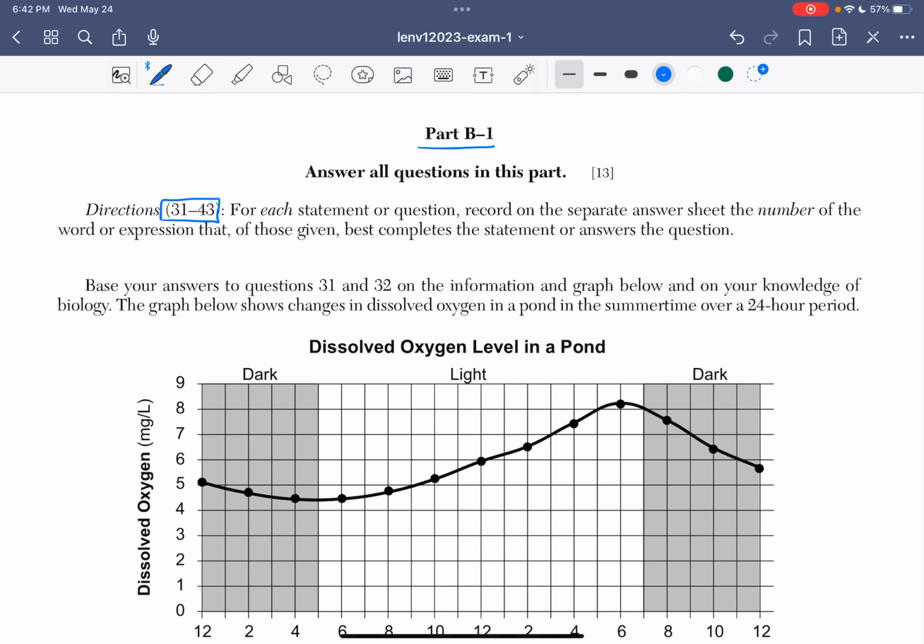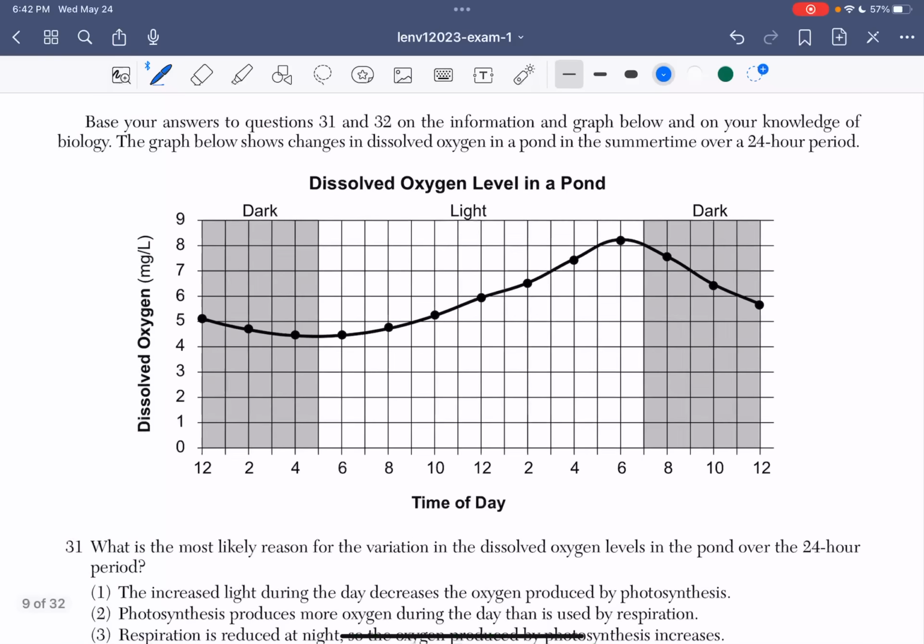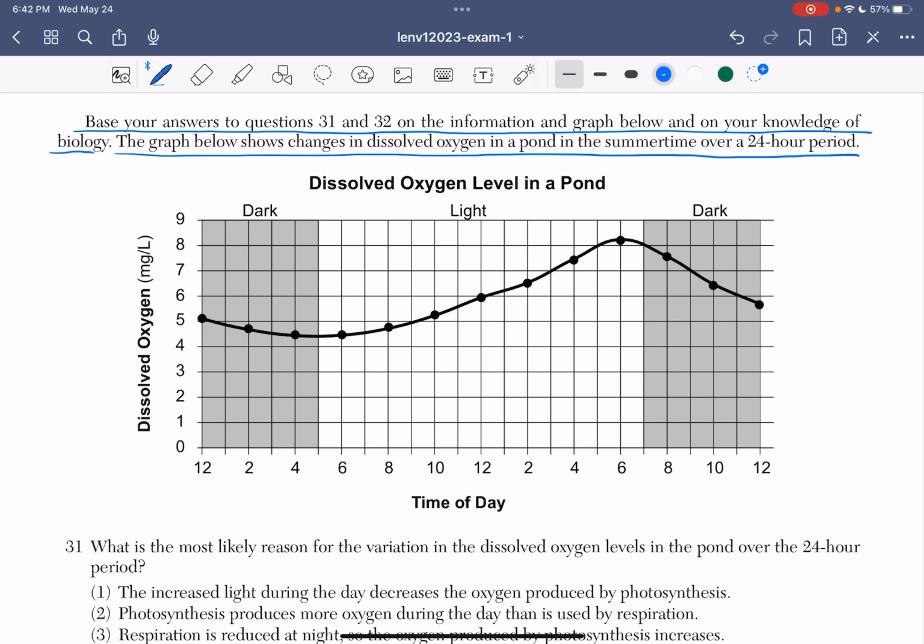So let's get started. I'm going to go ahead and skip these directions, but move on to this wonderful graph here. Base your answers to the question 31 and 32 on the information and graph below and on your knowledge of biology. The graph below shows changes in dissolved oxygen in a pond in the summertime over a 24-hour period.